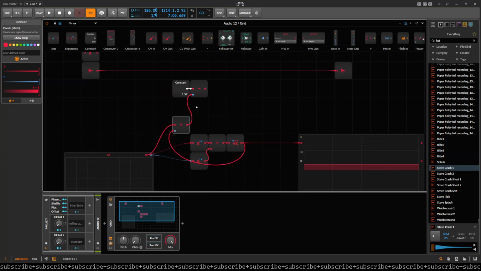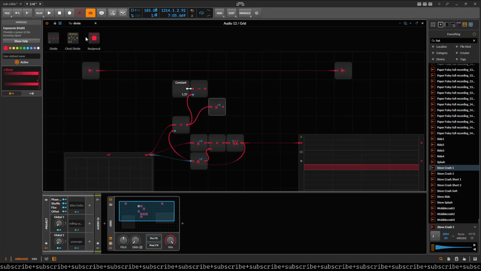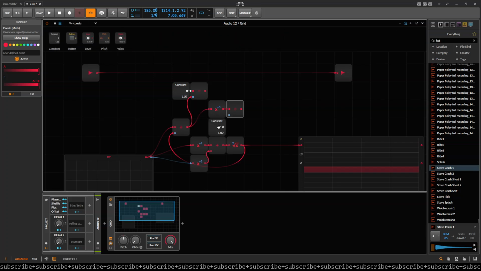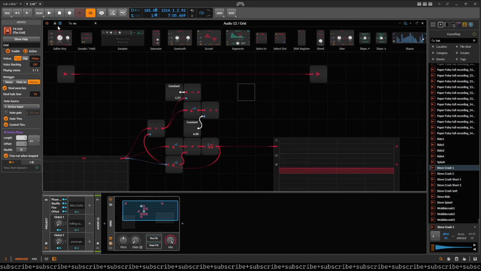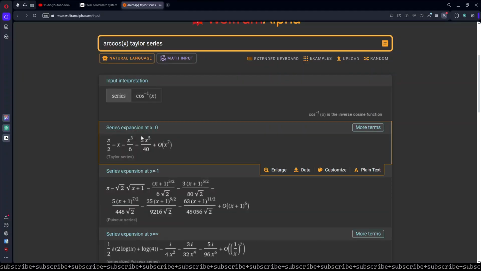Exponents get cubed. Divide that by a constant, in this case 6, and then subtract that from this here. Nice.